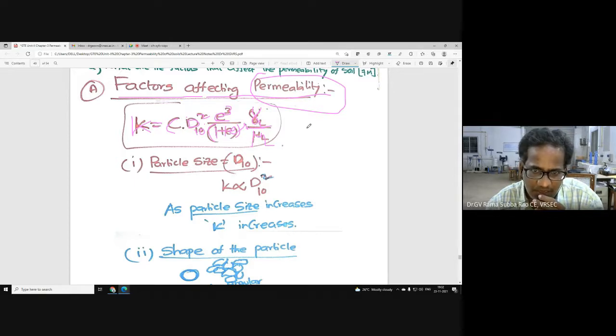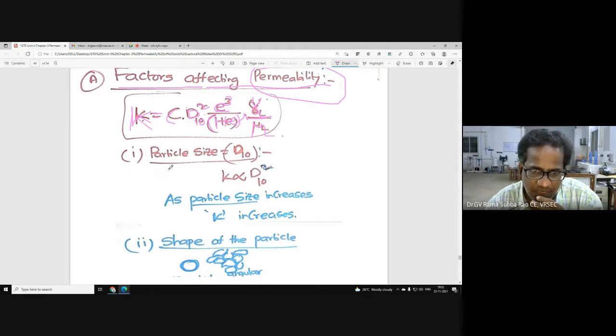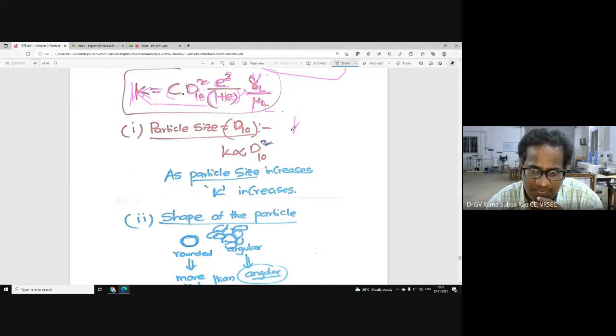Many times water is flowing through soil. We are assuming many times water is flowing through soil, so the most predominant liquid is water. That's why the properties of the pore fluid, that means pore water, also affect the permeability of soil. From this one can say K is directly proportional to D10 square. What I am trying to tell you is, if the effective particle size is more, permeability of soil is more. There is no need to be surprised. As the particle size is more, permeability of soil is more. Passage of water through that soil is more.